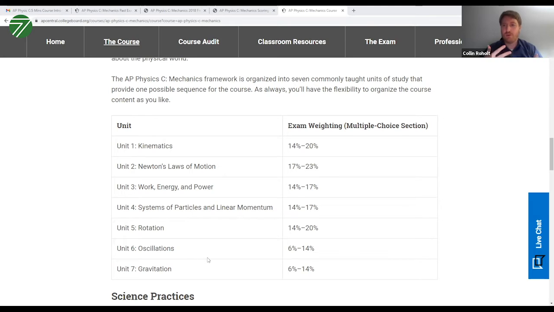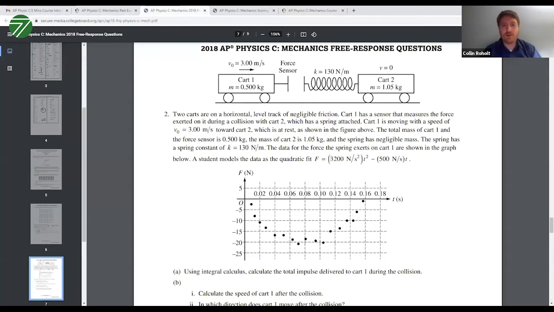The other part of the course is making sure that students know how to answer Physics C questions the way that Physics C graders are going to expect them to answer. To give you an idea of how that would go, here is an AP Physics C Mechanics question. We can see here that they're asking a momentum and impulse question.